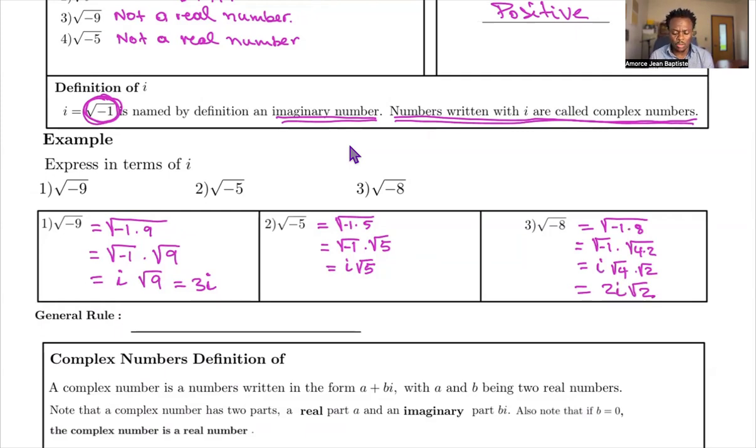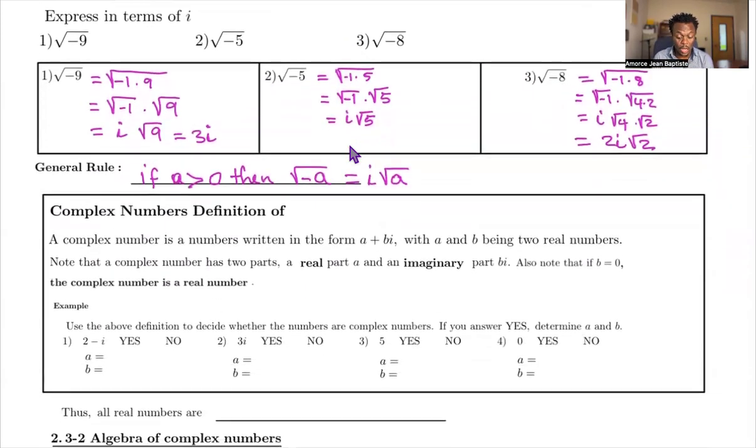So basically, the general rule would be: if a is a positive number, then the square root of -a is i square root of a. That's your general rule.